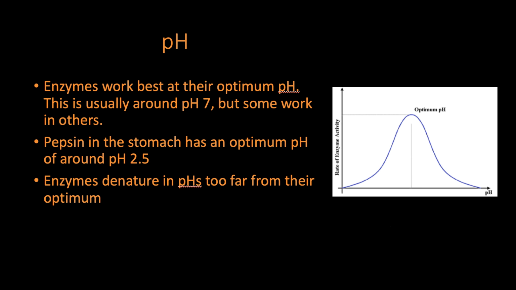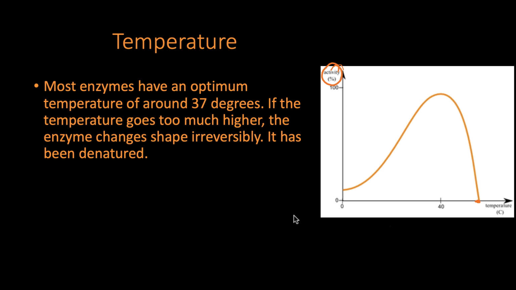Okay, so pH. pH is different. Sorry, if I go back just quickly, notice that the reaction is not 0 at 0 degrees. That's because even if you freeze the enzyme, it doesn't mean it's denatured, it just means the rate of reaction is really slow, okay? If you freeze it, it's not denatured. If you go too hot, it has denatured.